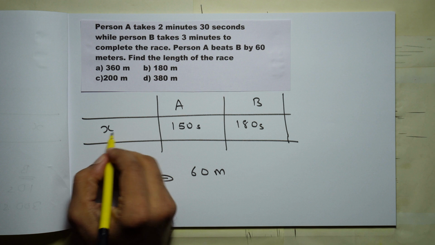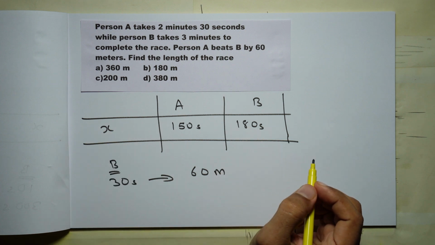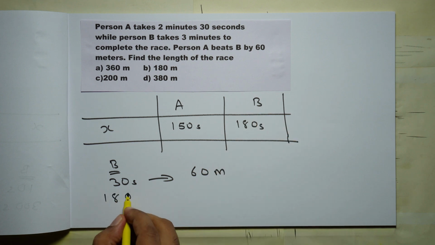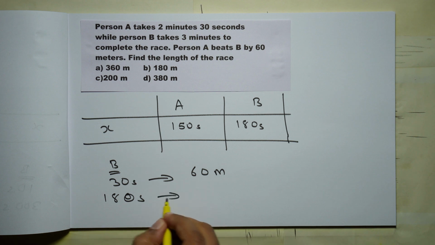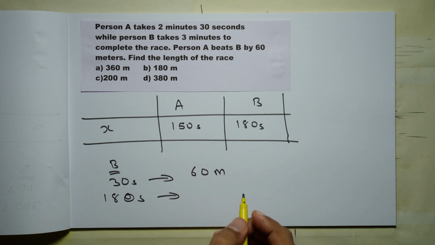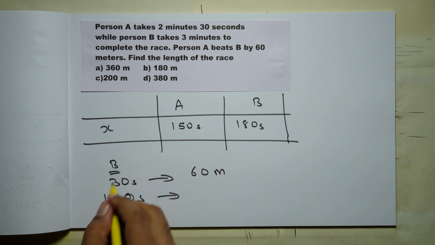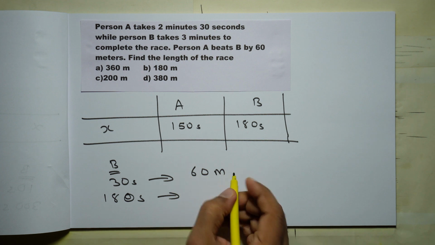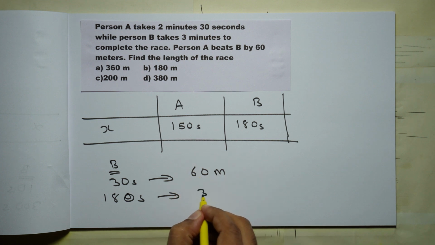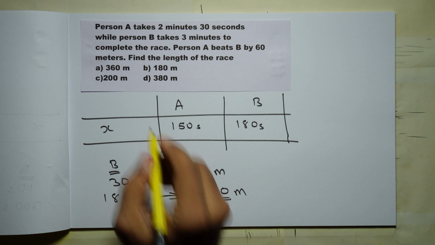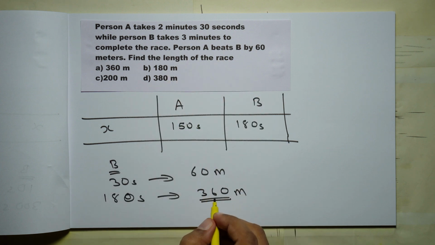Now B can do the full length of the race in 180 seconds. So we'll just calculate the distance traveled by B in 180 seconds. So that will be the length of the race. In 30 seconds, B will do 60 meters. In 180 seconds means 30 into 6 is 180. So time has been multiplied by 6, so distance should also be multiplied by 6. 60 into 6. 6 into 6 is 36 into 10. So you will get it as 360 meters. So what is the length of the race? It will be 360 meters, option A.